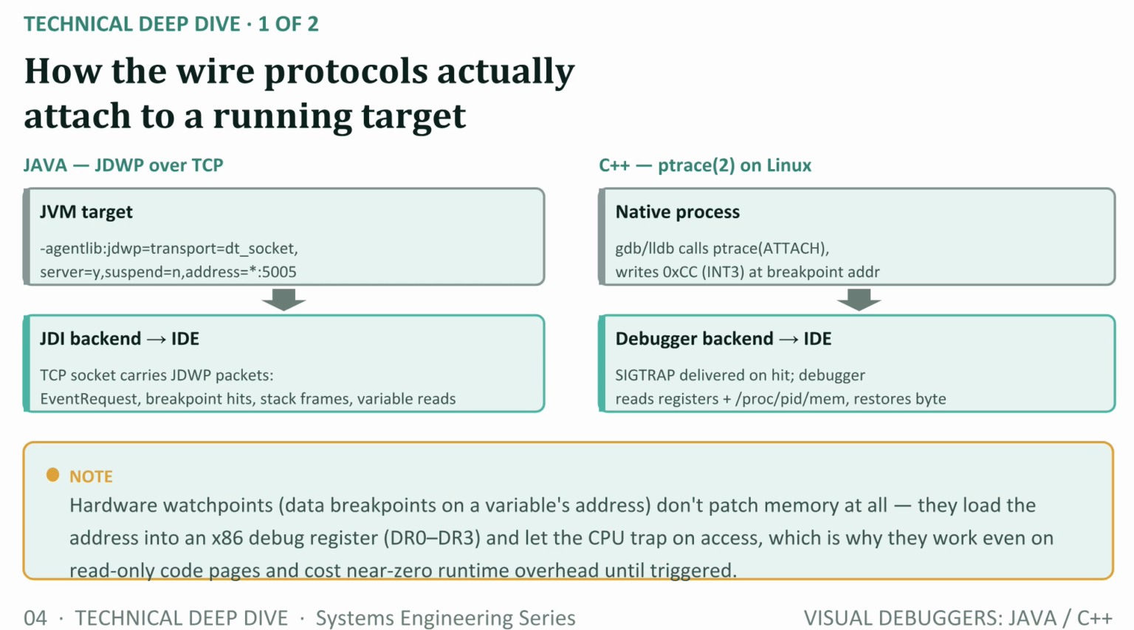When the CPU executes that byte, it raises a SIGTRAP. The kernel stops the process and hands control to the debugger, which reads registers and restores the original byte so it can step past. One more thing worth knowing.